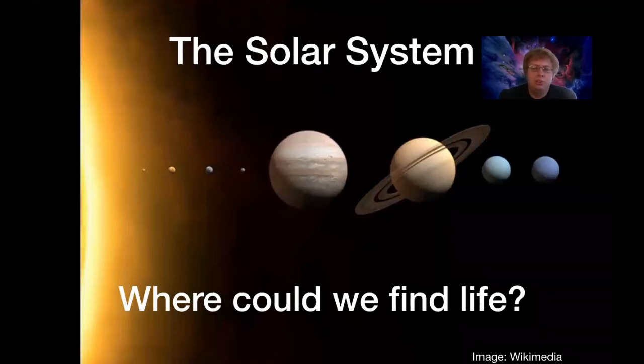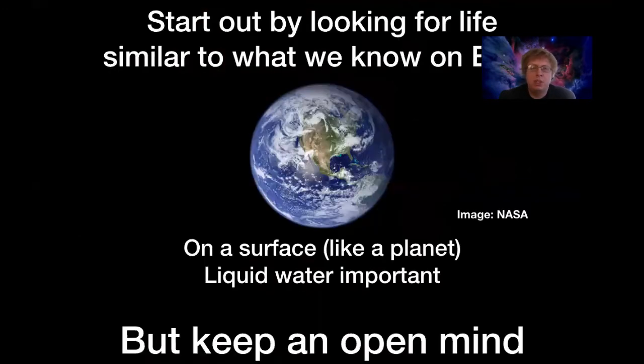So here's an image of the major planets in our solar system. There are these four inner planets over here, Mercury, Venus, Earth, and Mars. And then there are four gas giants, Jupiter, Saturn, Uranus, and Neptune. Where among these planets or the surrounding environs could we find life?